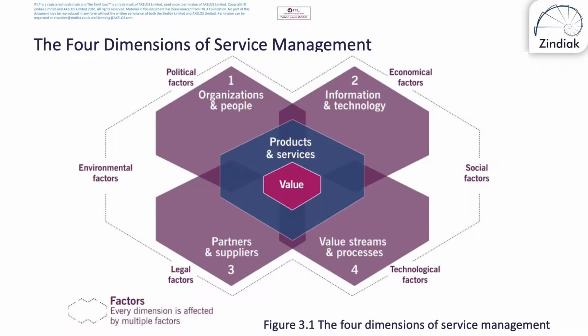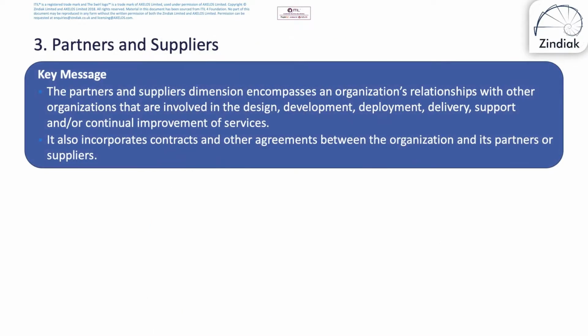Every organisation and every service depends to some extent on services provided by other organisations. That is why the third dimension of service management is partners and suppliers. The partners and suppliers dimension encompasses an organisation's relationships with other organisations that are involved in the design, development, deployment, delivery, support, and/or continual improvement of services. It also incorporates contracts and other agreements between the organisation and its partners.